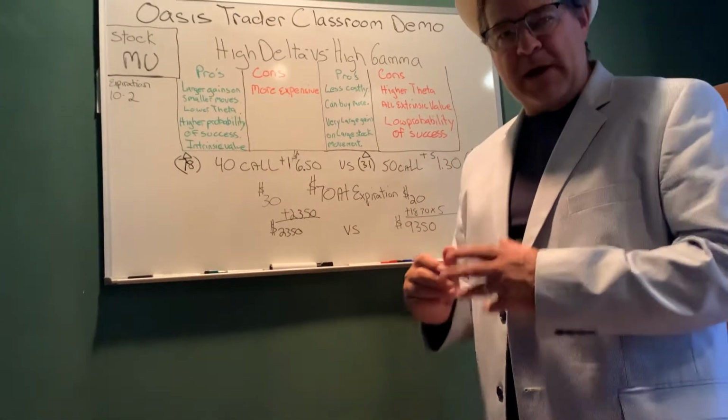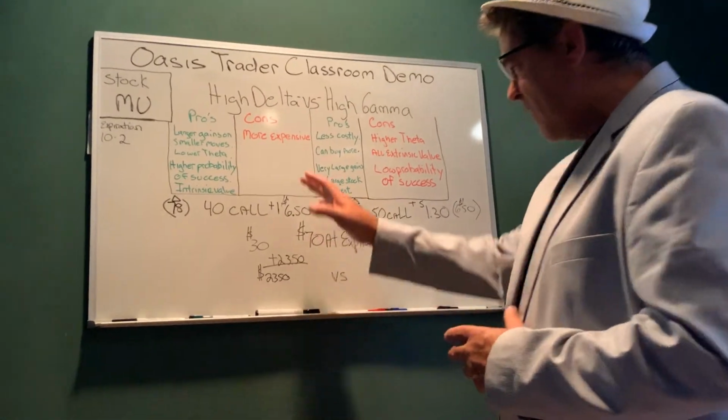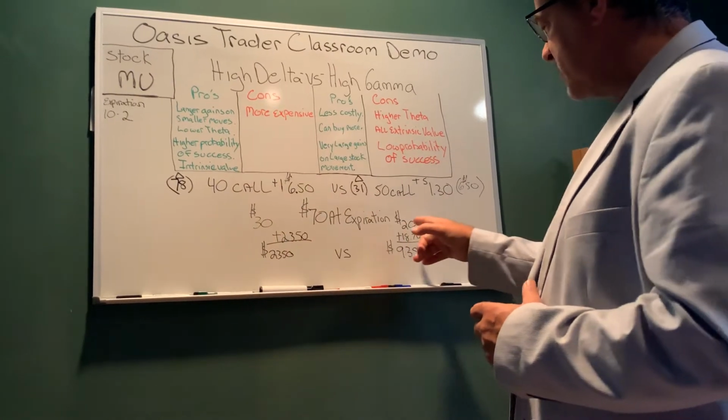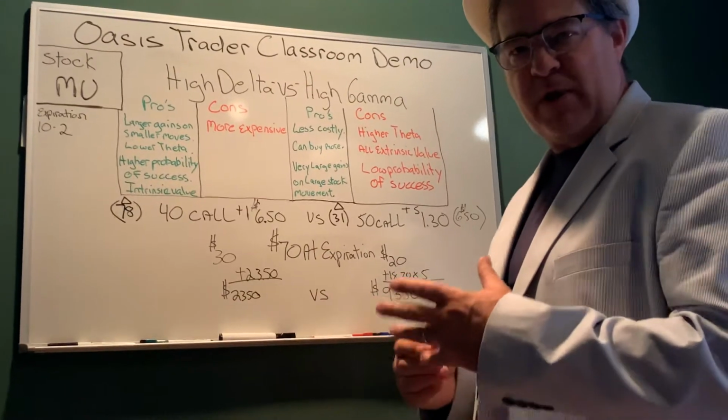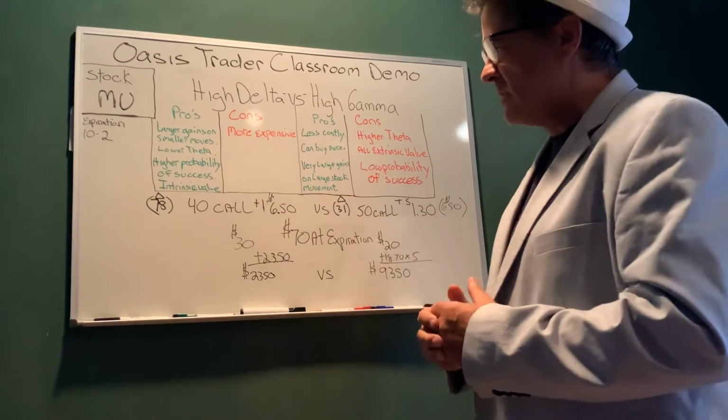I wanted to explain this a little bit further. We explained the end result, what would happen with the stock price at 70 and where the options would go, but I want to really explain what happens with gamma versus delta.